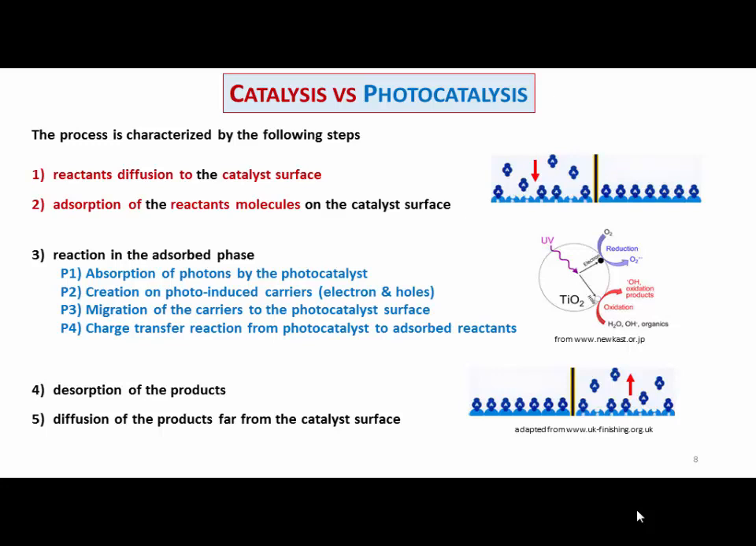But this is not a good story, because when you reach the products on the surface, they stay on the surface. They deactivate the site, because there is no way for another reactant molecule to do that. So you need to be able to release the product from the surface, otherwise you lose all the process.